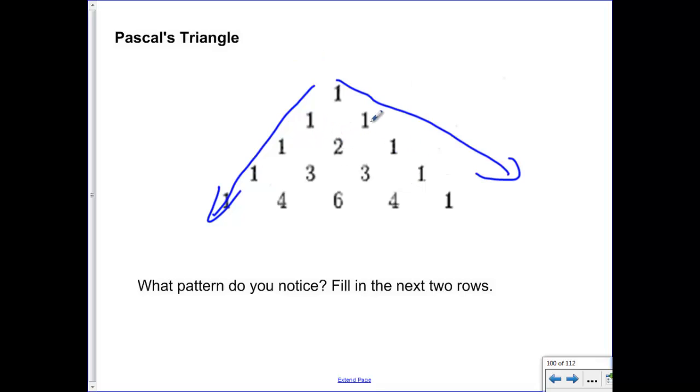Where did this 2 come from? 1 plus 1 adds to 2. Where does this 3 come from? 2 and 1 add to 3. Can you guys visualize how this is working here? This is that same box, but rather than a box, he's made it a triangle. This 3 is from 1 and 2. This 6 is from 3 and 3.